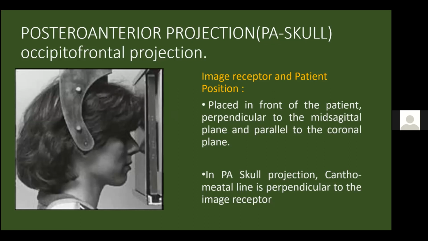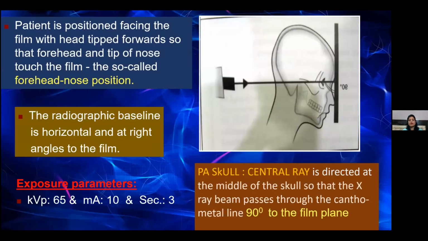Perpendicular. So this is the image receptor and this is the mid-sagittal plane. It is perpendicular to the mid-sagittal plane. In PA projection, the canthomeatal line is perpendicular to the image receptor. So you have to place the patient such that your canthomeatal line is also perpendicular to the image receptor. If the patient is straight, your canthomeatal line becomes perpendicular.